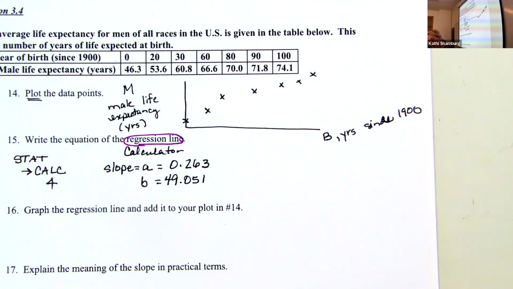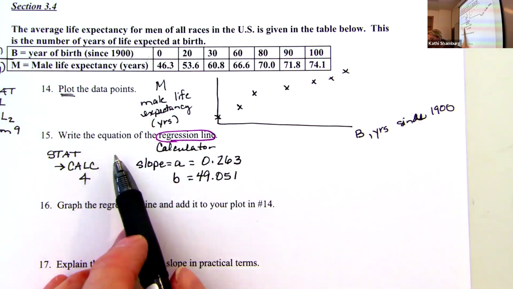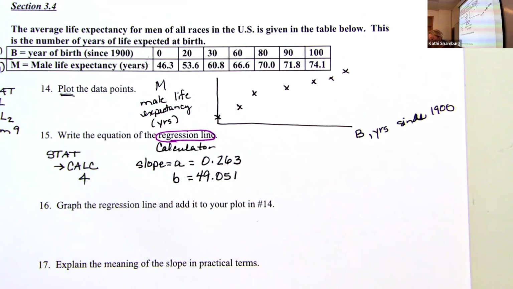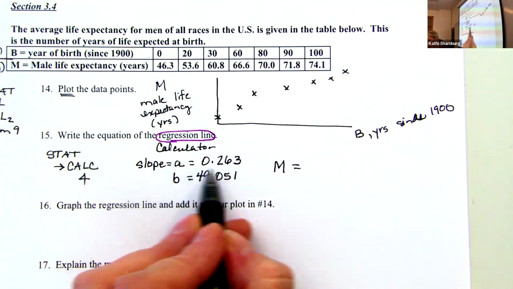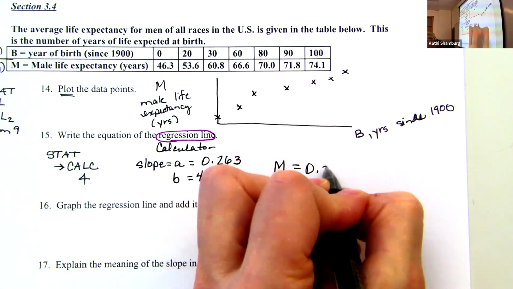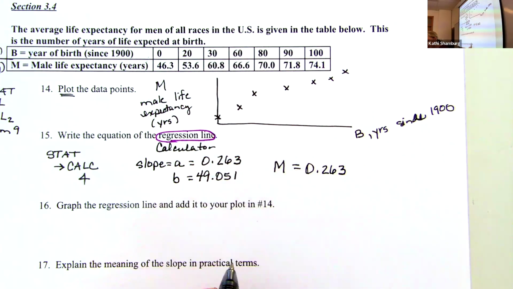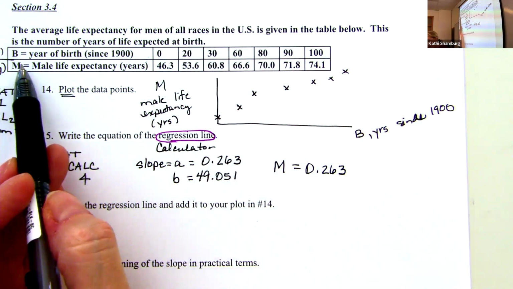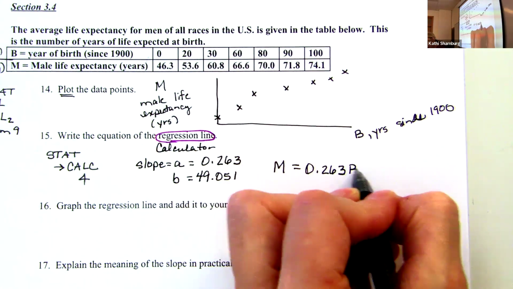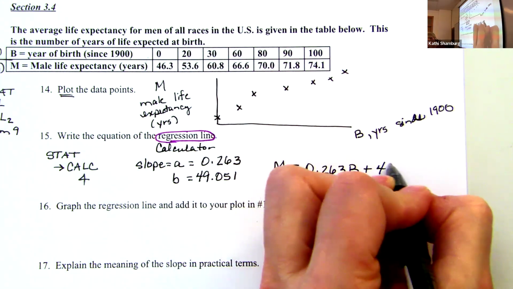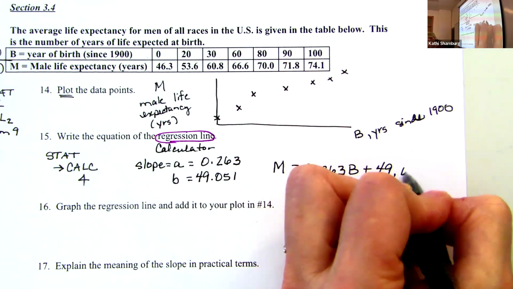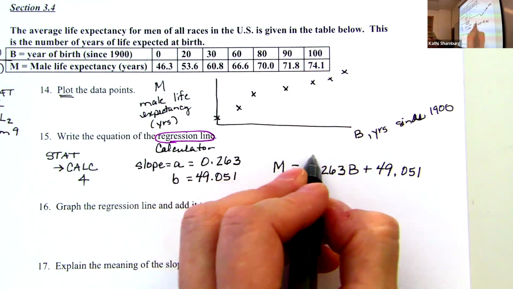Okay, so if it wants me to write the equation, I always start out with my function. What's my function letter? M equals slope 0.263 times variable, and I come up here and the variable is B. My initial value is positive, so it's plus 49.051.